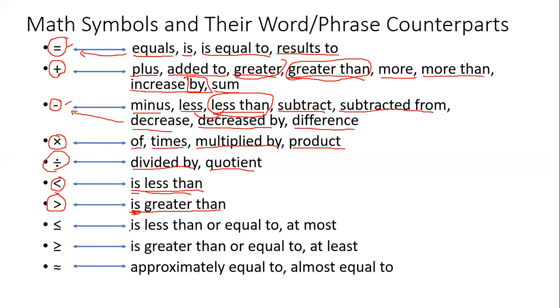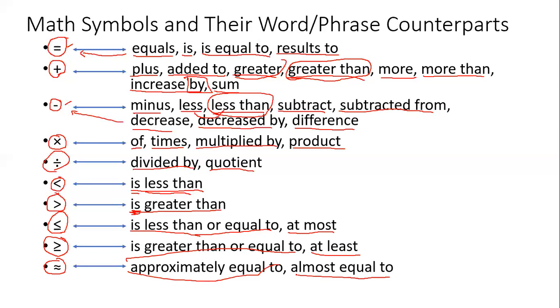Next, we have is less than or equal to. That's how you read this symbol. It is sometimes, or it is most of the time associated with the word at most. Then we have greater than, is greater than or equal to. There you go. And it's associated with the word at least. And of course, the last one, approximately equal to or almost equal to.